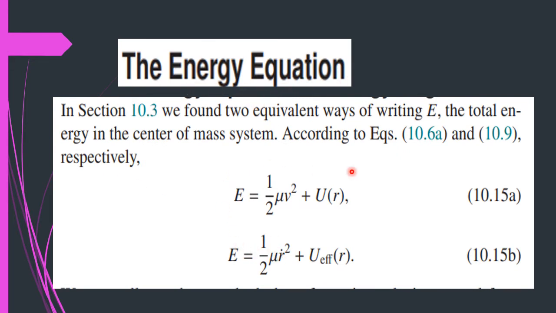Now we are moving on to the energy equation. We have studied these two equations. We can write the total mechanical energy of the particle in the center of mass system as E equal to half mu v square plus U of r, or as E equal to half mu r dot square plus U effective. We have split the radial and tangential terms in this equation and combined them as U effective. So we have two equations, and we have to analyze them as we move on to the energy diagram.